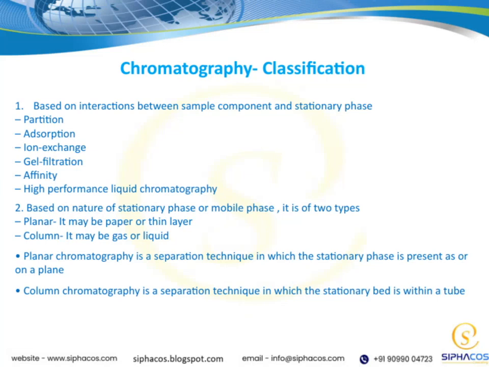Now, let's take a closer look at the classification of chromatography. Essentially, it is based on the interactions between the sample components and the stationary phase. These interactions help us differentiate the various types of chromatography. For example, we have partition chromatography, where the separation occurs based on partitioning between two phases. Then, there's adsorption chromatography, which involves the sample adsorbing onto the stationary phase. Ion exchange chromatography relies on the exchange of ions between the sample and the stationary phase.